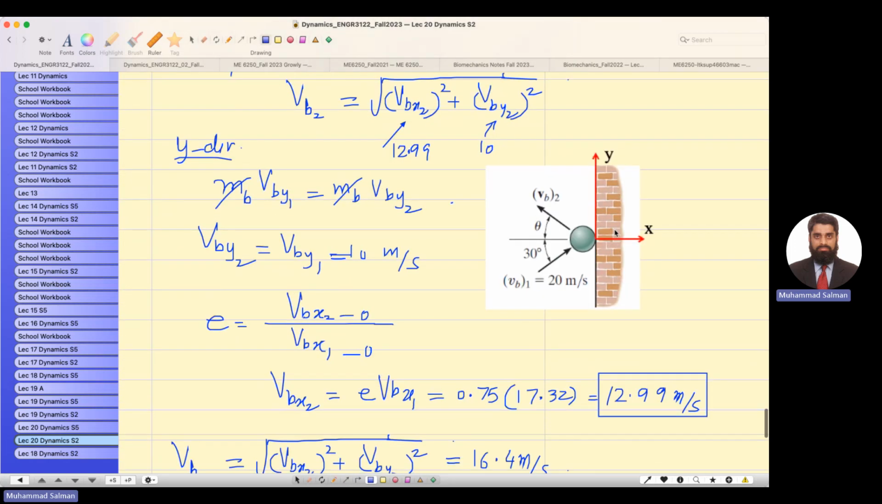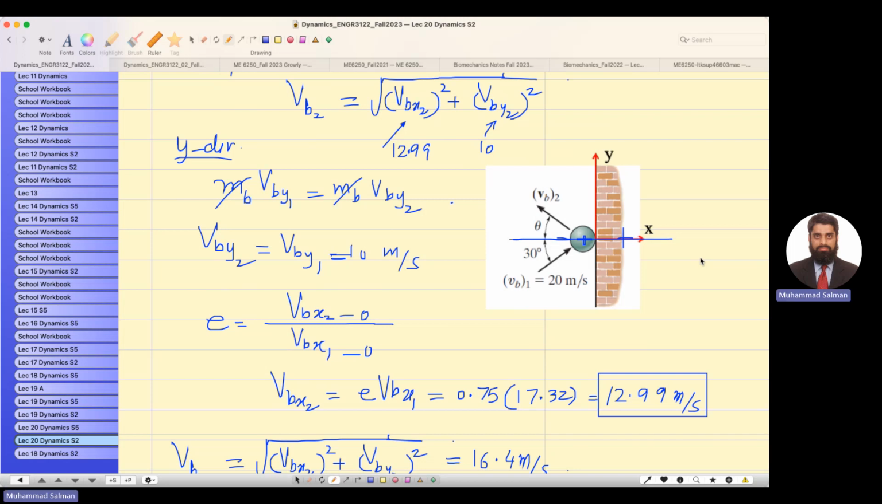Oblique impact is at an angle to the line joining their centers. Here the center is this one, and for the wall you can take the center anywhere, and this is the line joining their centers, but the ball is at an angle. Or if it is striking, you can draw a line from where it is coming from. Just the initial is sufficient to define obliquity.